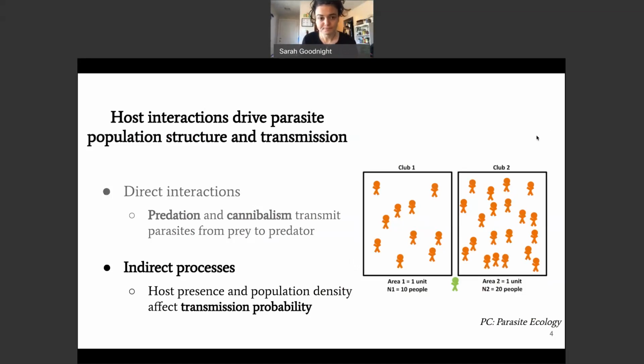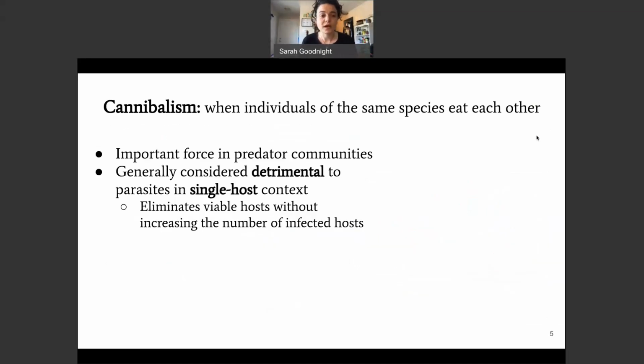So I want to get right into cannibalism, which is going to be a big focus of my talk today, which occurs when individuals of the same species consume each other as food. Now, cannibalism can actually be a very important structuring force in many predator communities, and generally it is considered to be detrimental to parasites, especially in a single host, simple parasite context, because cannibalism eliminates viable hosts without actually increasing the number of infected hosts. So one host might eat another one and become infected, but that didn't actually increase the number of infected hosts in the population.